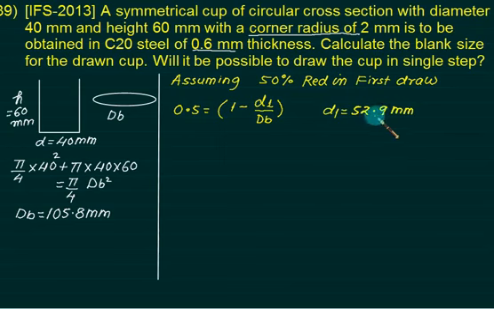So is this diameter more than the 40 mm diameter? It means that in the first stage your job will become something like this. So what is the diameter of cup now in the first stage? It is 52.9. So we'll go for second draw.